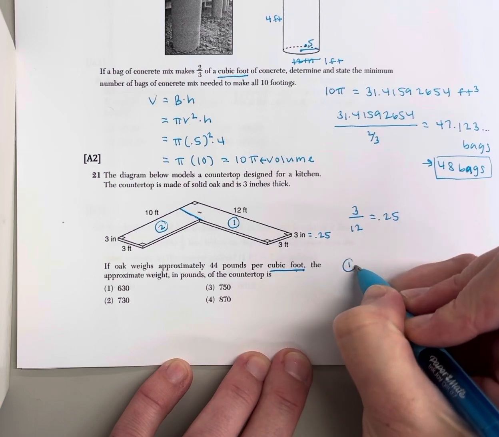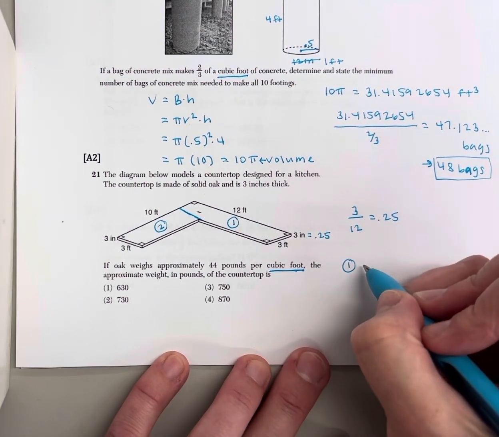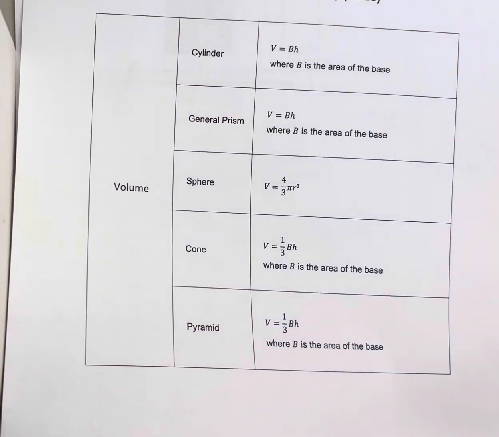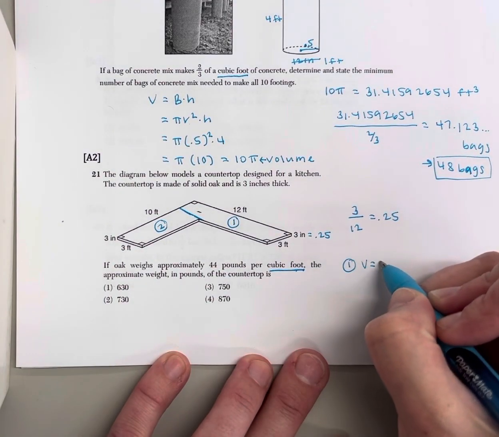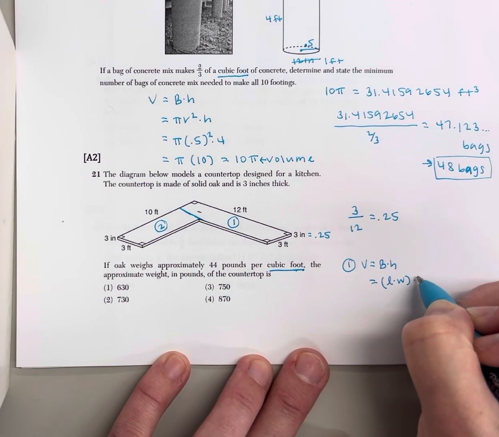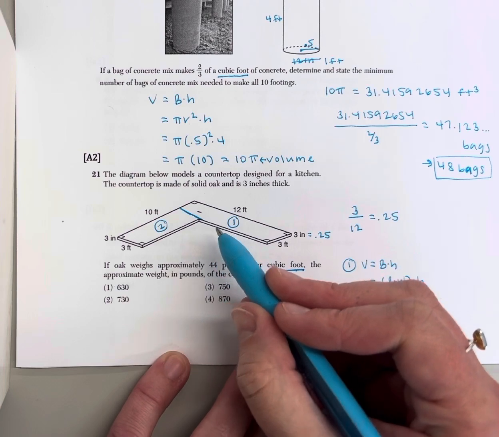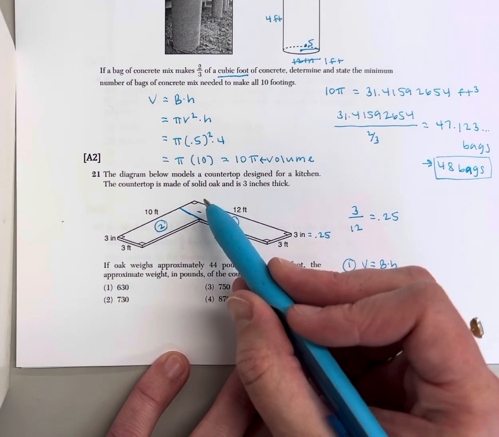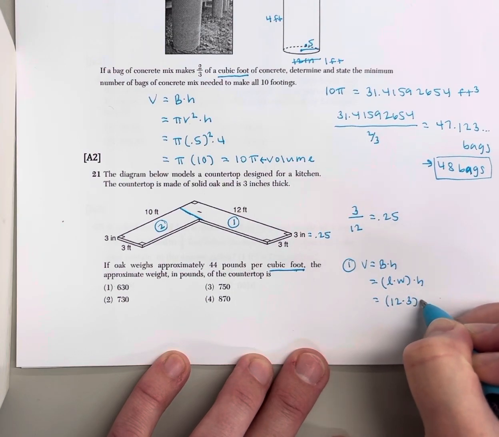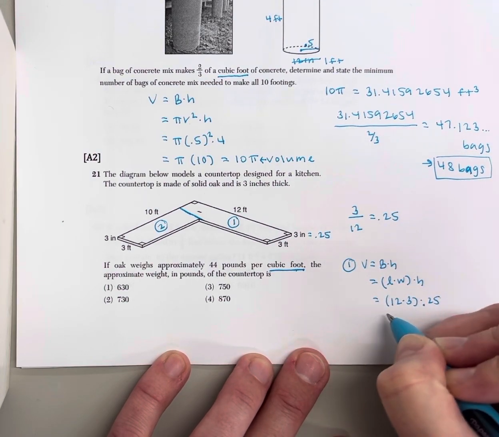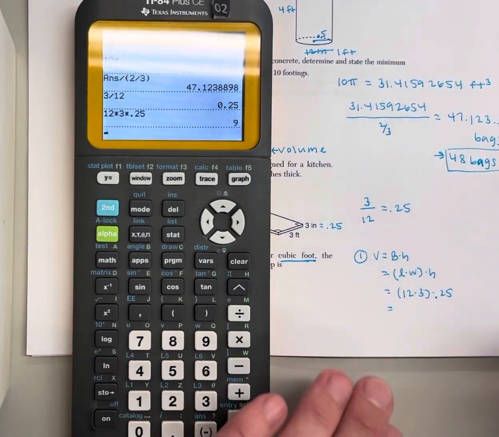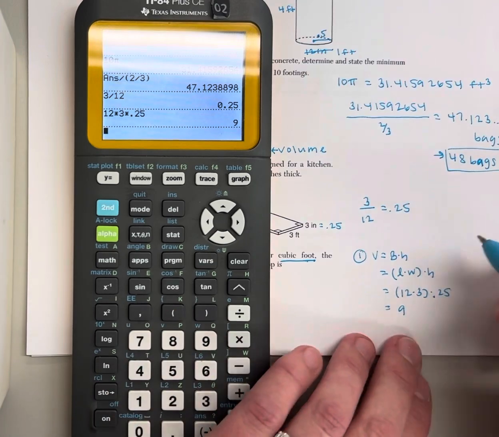So I'm gonna do section 1 first. This is a rectangular prism. So the volume for a rectangular prism is capital B H. Capital B is the area of the base. In this case, the base is the length times width. So in this case, I've got 12 feet and 3 feet for my length and my width, and my height is my 0.25. So I've got 9 for the first volume.